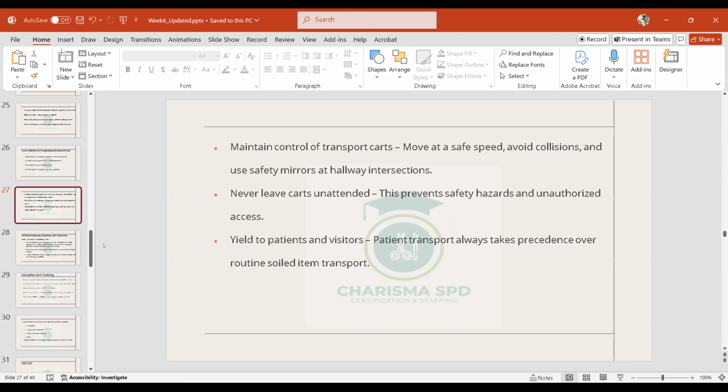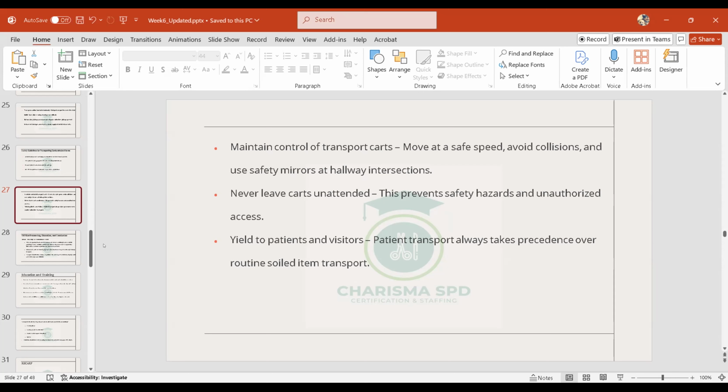You need to slow down. Don't ride on the cart. Control your cart so that you can keep safety of yourself and other people who use the hallway. And we are advising that you do not leave the cart that is transporting the instrument in the hallway unattended. Okay, unattended. Do not do that. All right. Why? For safety reasons.